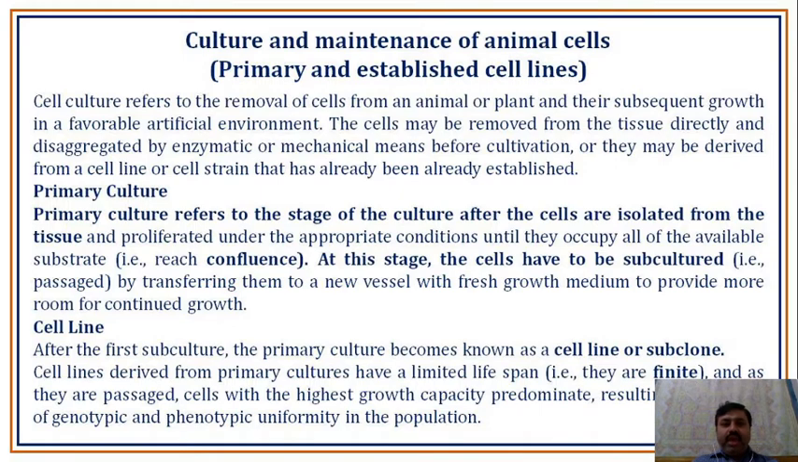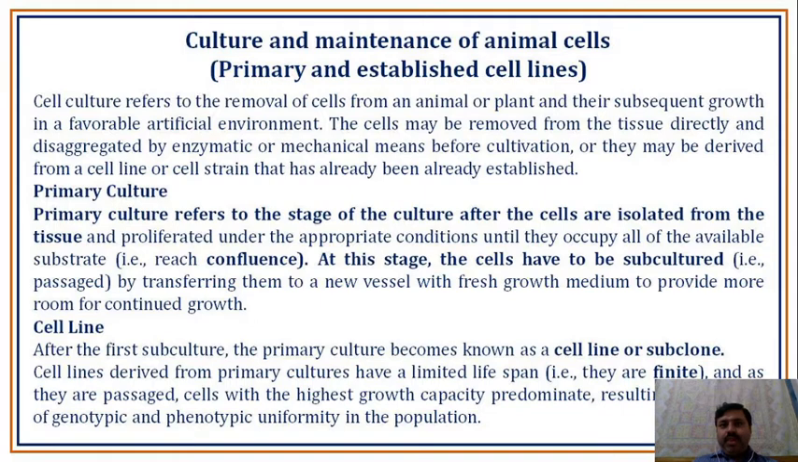So what is the meaning of it? Either you can prepare your own cells from tissues directly taken from an animal source, or you can buy a cell line which has already been established. And most of the industries go for the second option, that is to buy a cell line from already established institutes. Whenever you prepare your cells from animals as a primary source, it's called primary culture, isn't it? Primary culture refers to the stage of the culture after the cells are isolated from the tissues and are proliferated under appropriate conditions until they occupy all of the available substrate.